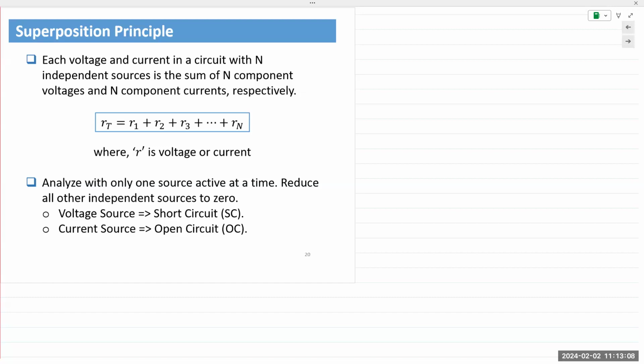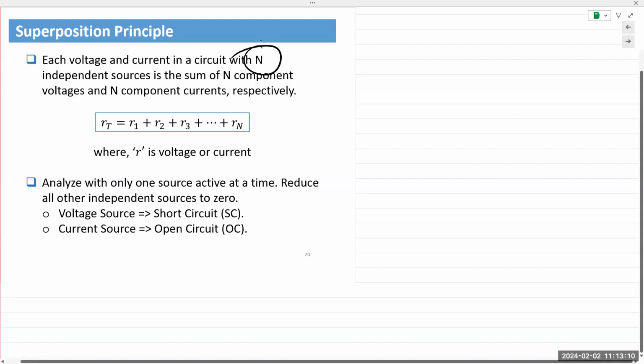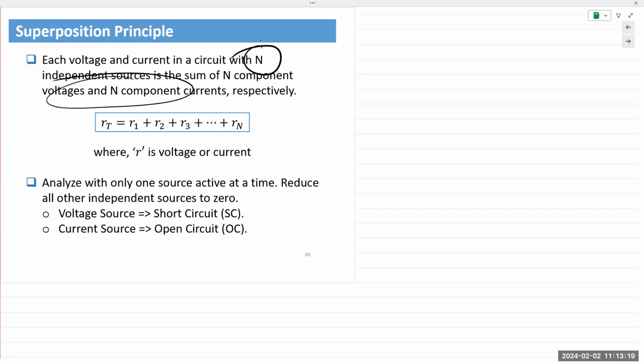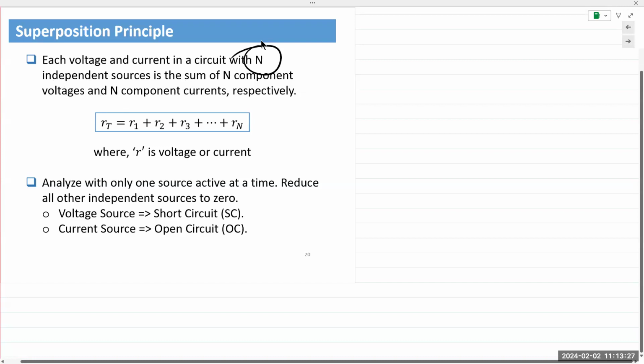Okay, so if you have n number of sources, you would analyze the circuit n number of times because you're breaking up the circuit into n number of parts. Okay, every circuit is independent of the main circuit. So for every single quantity, you have n number of quantities to add up.